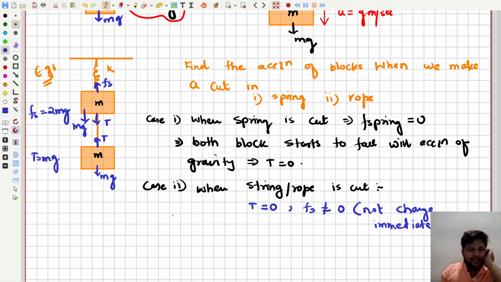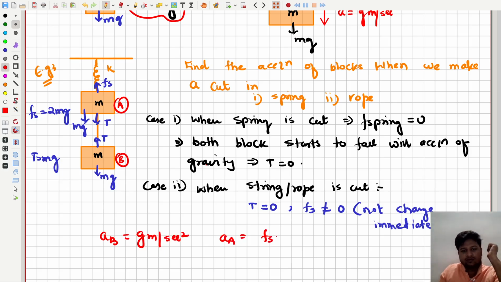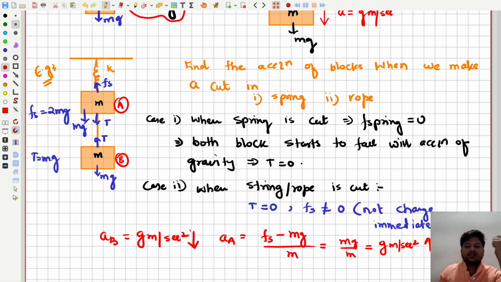And if it will not change immediately, that means that at that moment, mass M, let's call this block A and this block B. So acceleration of B will be exactly g meter per second square. But for acceleration of A, upward force is spring force minus mg divided by net mass moving. If spring force will be at that time 2 mg, so it is still mg by m, which is g meter per second square. So acceleration of A is upward and acceleration of B is downward in this scenario.